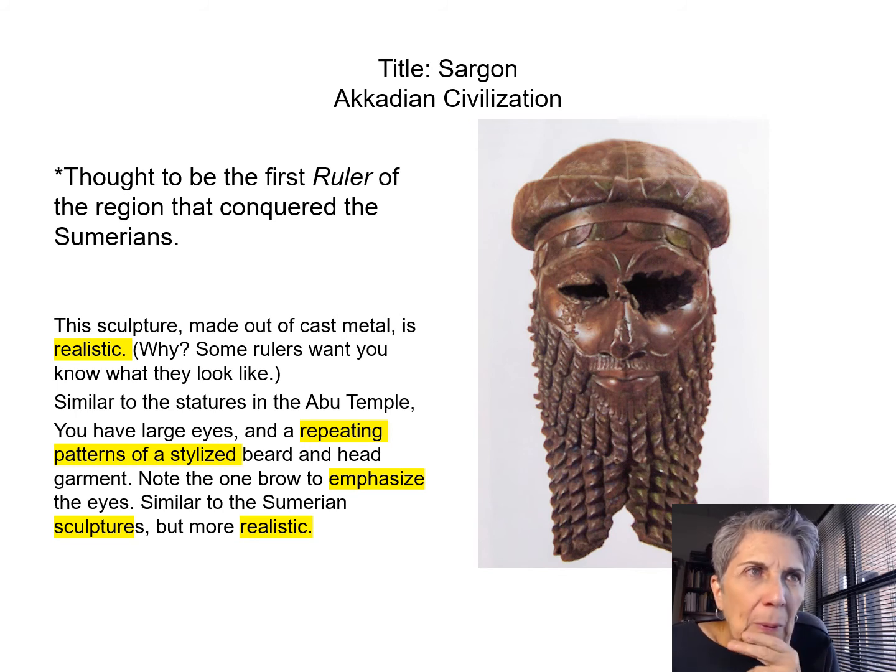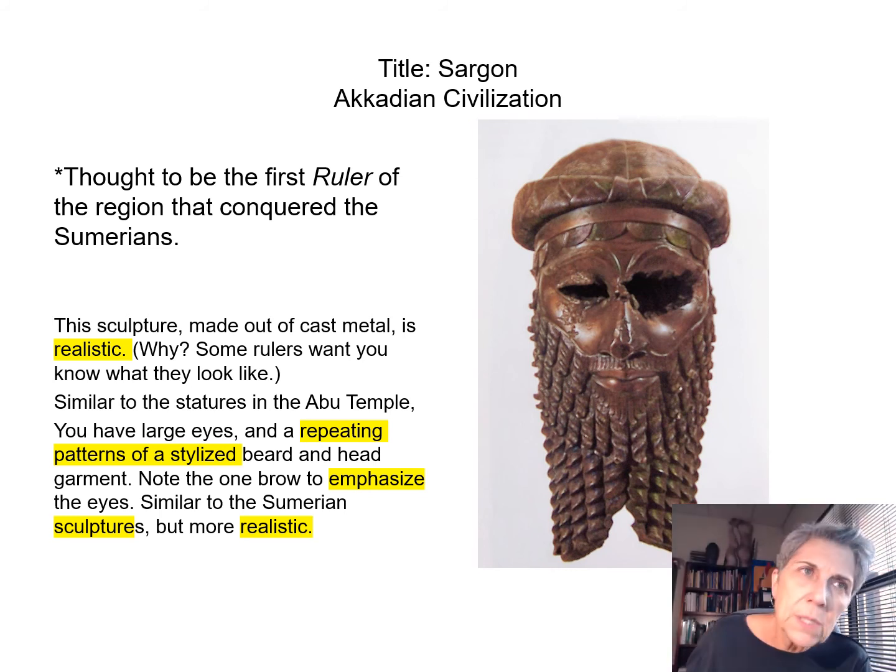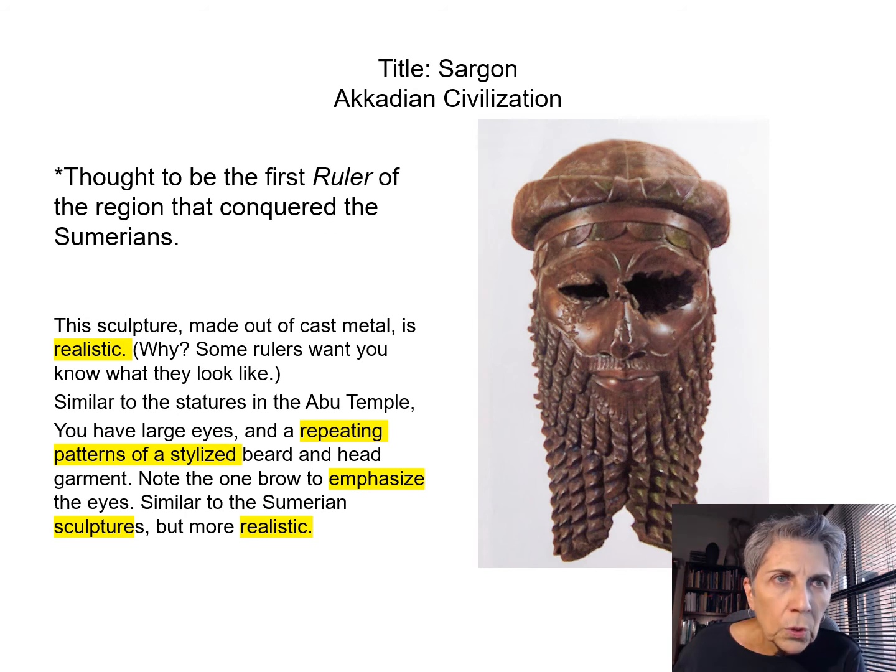So here's an example, and this is very different because this is Akkadian. The Akkadians conquer the Sumerians. They assimilate. So what is unique about the Akkadians? They think this is Sargon the First, which is the first ruler. That's what's important because, as I said, the Sumerians were city-state. They didn't have a ruler. They worked with each other, each city, in sharing goods or defending each other. But now with the Akkadians, you have the first ruler.